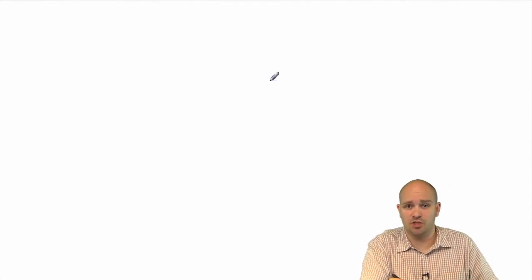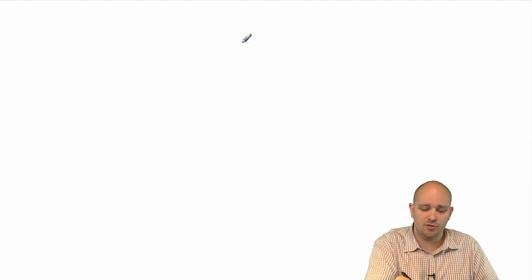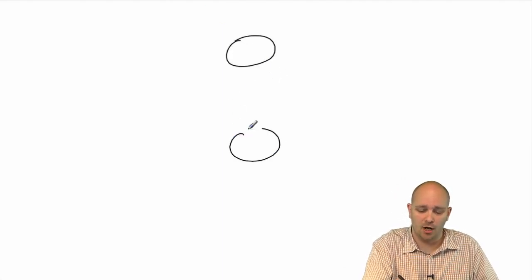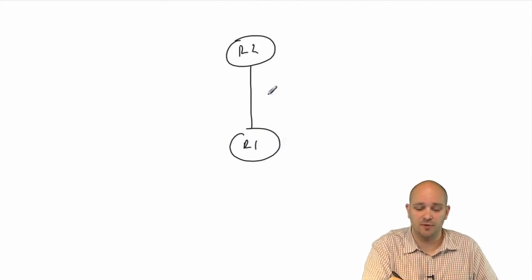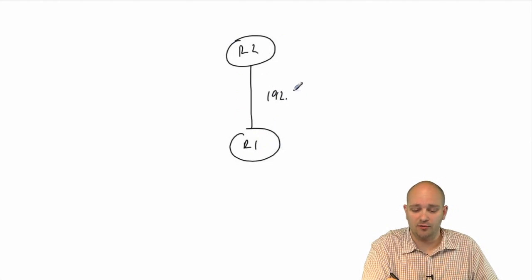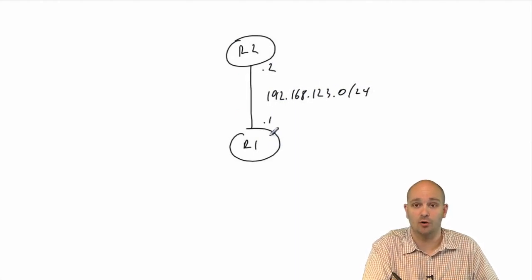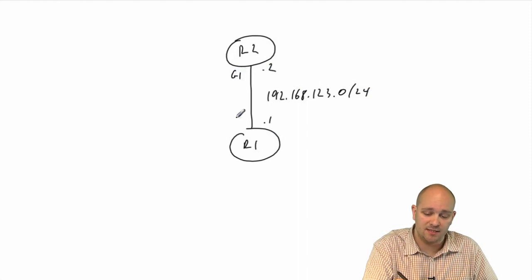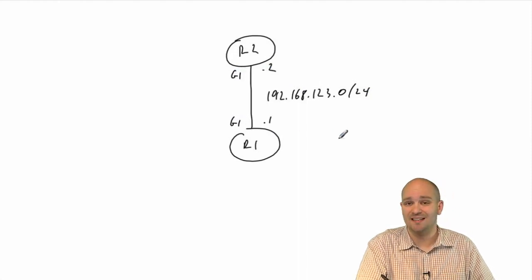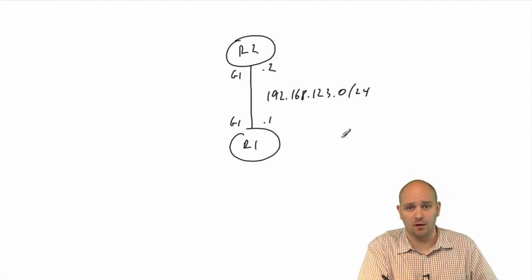I'm going to start with just two devices. I'm going to start with routers R1 and R2 that are going to be directly connected. And this direct connection between them is going to be on the network 192.168.123.0/24. I will have .2 on this side, .1 on this side. And in both cases, this is simply going to be gigabit interface 1 on both sides.